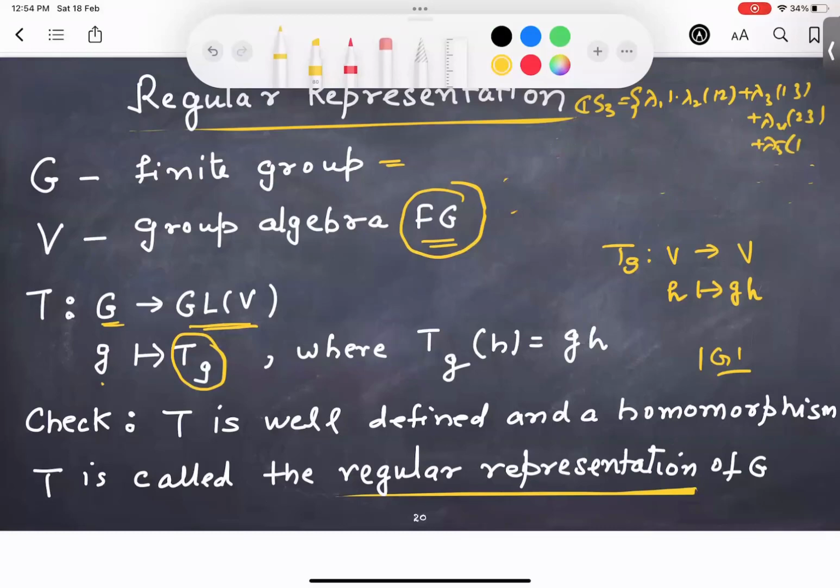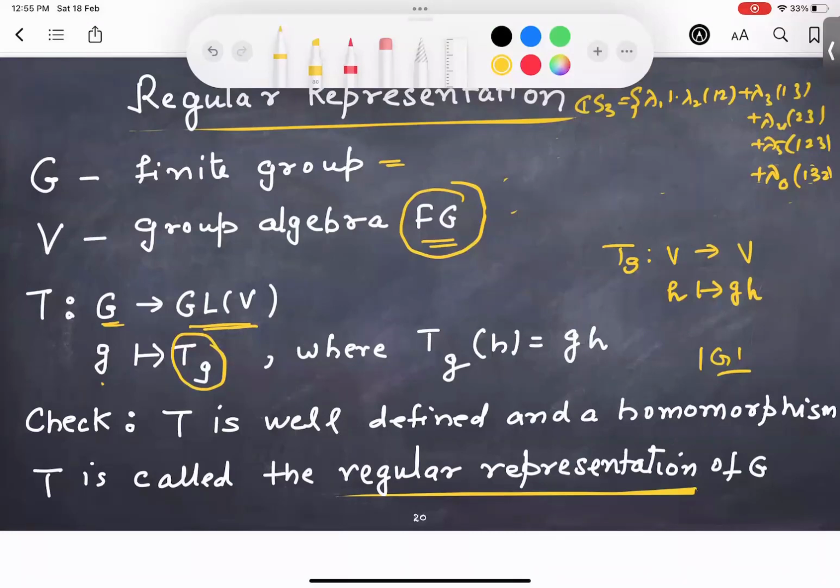Lambda 5 times (1, 2, 3) and lambda 6 times (1, 3, 2). So you look at all C-linear combinations of group elements, whatever your group is. This is just an example of S3 I've written. You take the C-linear combinations of those elements, so you get a complex group algebra. Similarly, you take formal F-linear combinations of those group elements. You get a vector space over F. I'm not saying it's a ring or anything at the moment. That's a vector space over F.